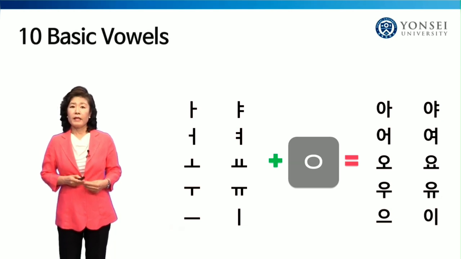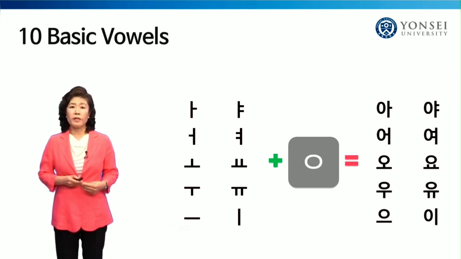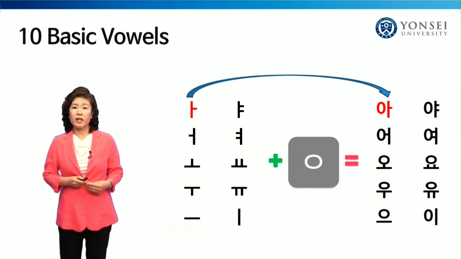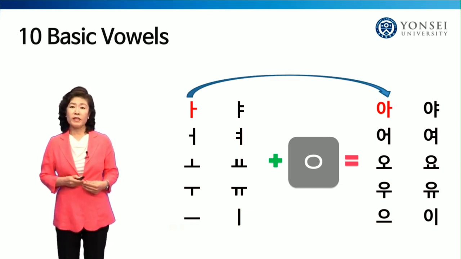Like I've mentioned before, a syllable is formed with a consonant and a vowel in the Korean language. But we use a voiceless circle to create a letter. Shall we read the letters by using the voiceless circle? Let's say these vowels out loud.